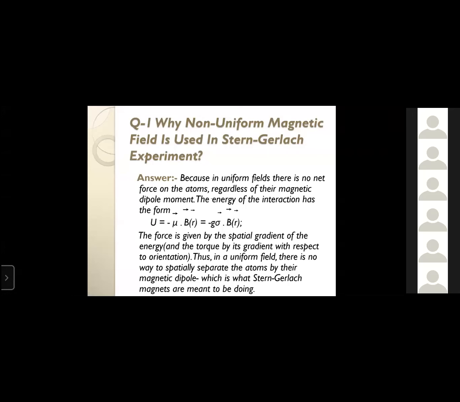The force is given by the spatial gradient of the energy. Thus, in a uniform field, there is no way to spatially separate the atoms by their magnetic dipole, which is what Stern-Gerlach magnets are meant to be doing.